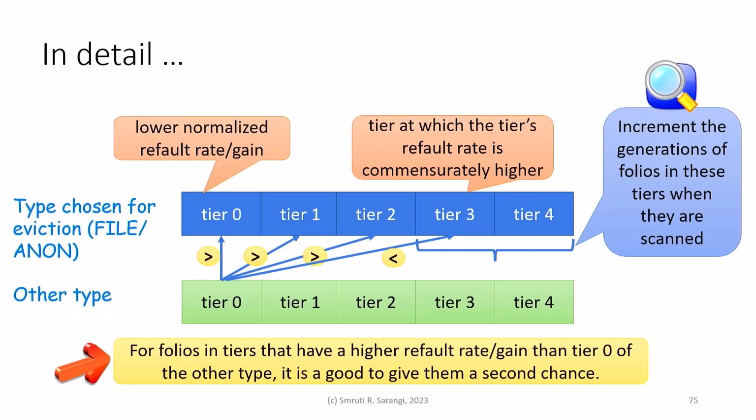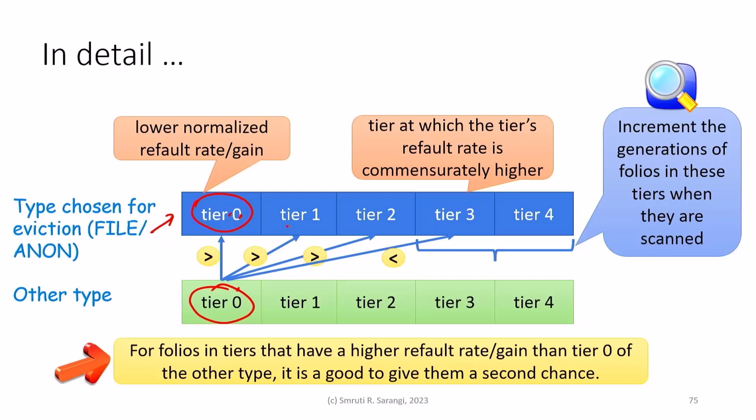So what you do over here is that whenever you are trying to find out, should I evict a file page or an anon page, you compare the statistics for their tier 0. Tier 0 are those clean pages. Those clean pages we would like to be unmapped. But the question is, which one? So let us say I choose this type, which could be any type, file type or anon type. The ratio of NRR by gain for this is lower than the corresponding ratio of the other type, which is why this was chosen in the first place.